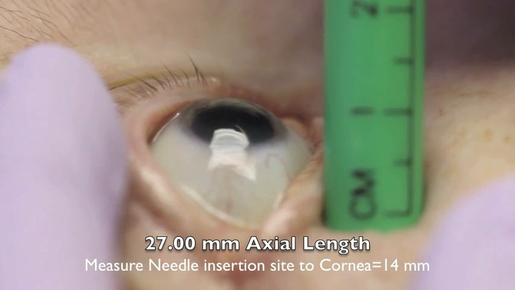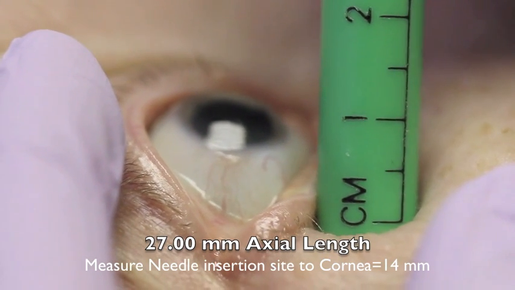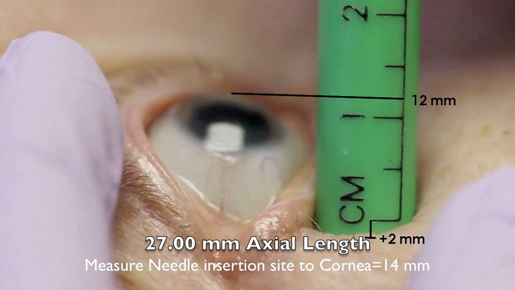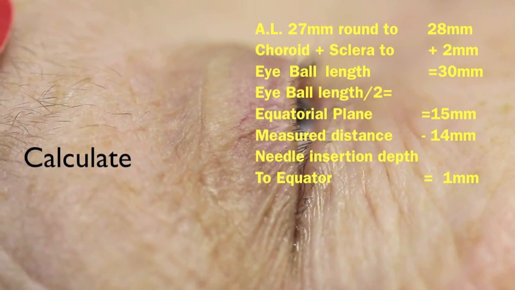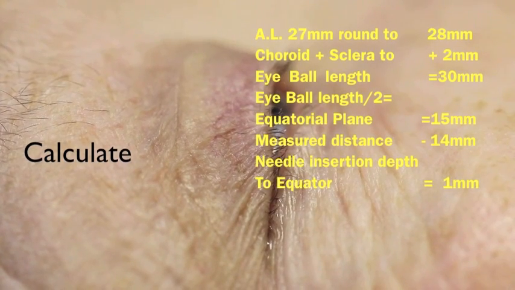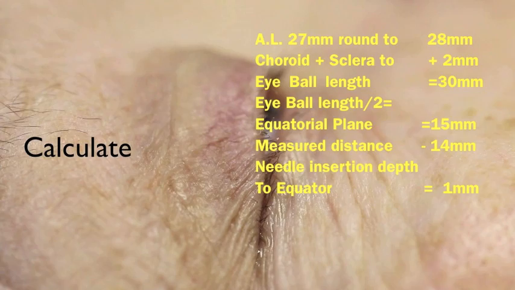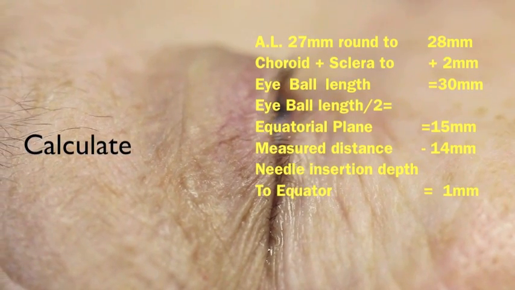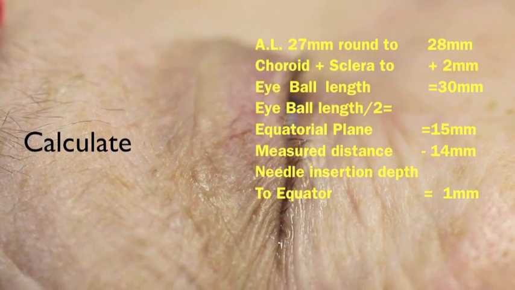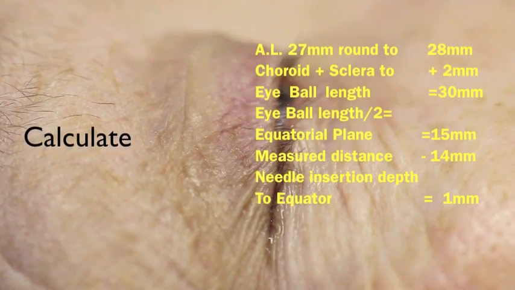Here is a demonstration on a live patient using the transconjunctival technique. Measure the distance from the needle insertion site to the cornea to determine the dynamic orbital-globe relationship, here approximately 14 millimeters. Round up the 27 millimeter axial length to 28 millimeters and add the choroid sclera length, 2 millimeters. The eyeball length is 30 millimeters. Half the eyeball length is the equatorial plane at 15 millimeters. Subtract the initial measured distance, 14 millimeters, and you get the needle insertion depth to the equator is 1 millimeter.